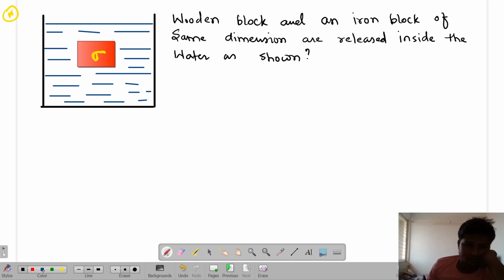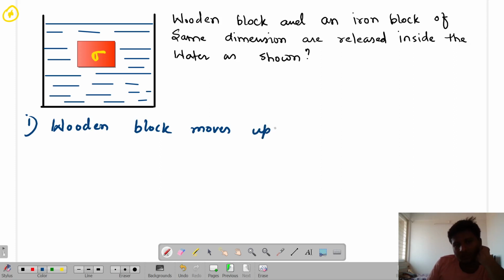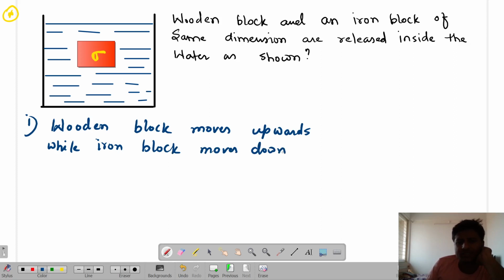Yes, so simple. The first thing that we will see is that the wooden block moves upwards while the iron block moves downwards, isn't it? Because we know that in the simple sense the density of wood is less than the density of water. And let's suppose the density of the liquid is rho. This is my first conclusion.